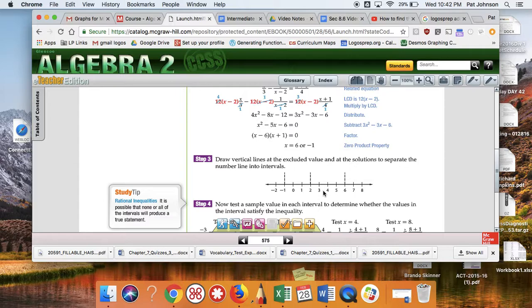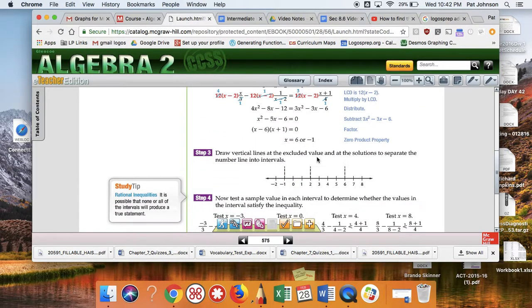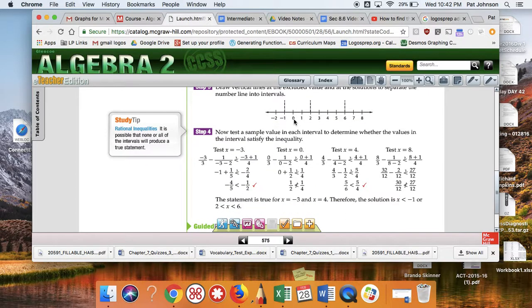So we're going to make points at 6 and -1, and then the excluded value, which is what? X can't equal 2. So we're going to test a point here, here, here, and here, between all these lines and outside of them. So when we test the point -3, we get a true statement. When we test 0, we get a false statement. So this interval from -1 to 2 is not a solution. We test 4, which is here, we get a true statement. We test 8, which is on this side, and we get a false statement.